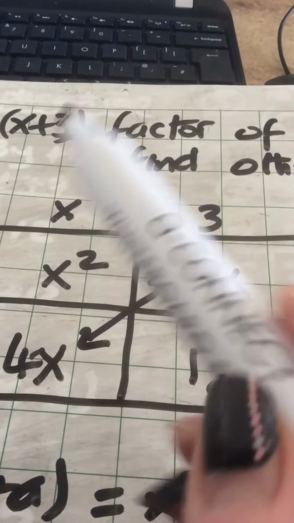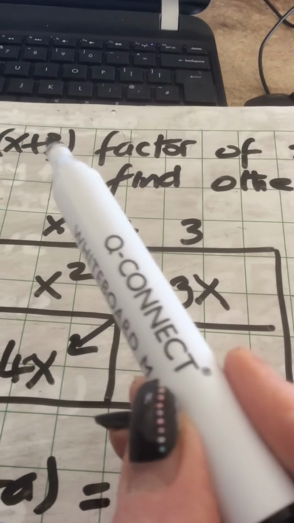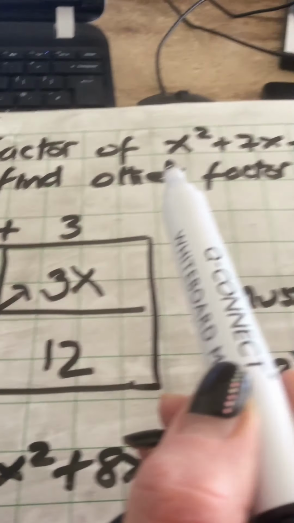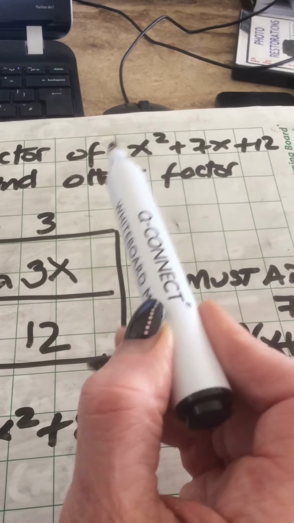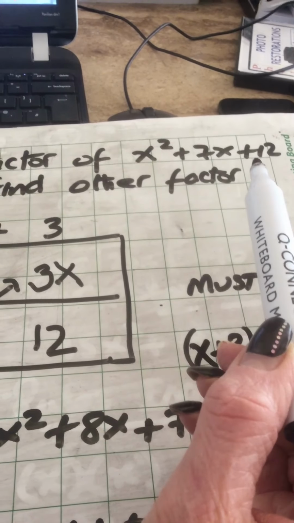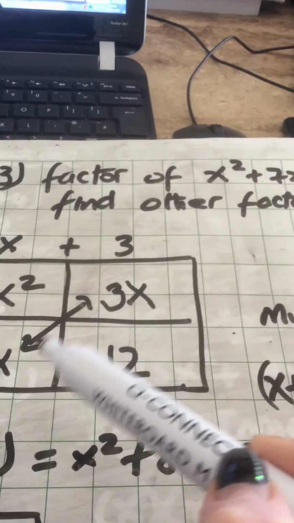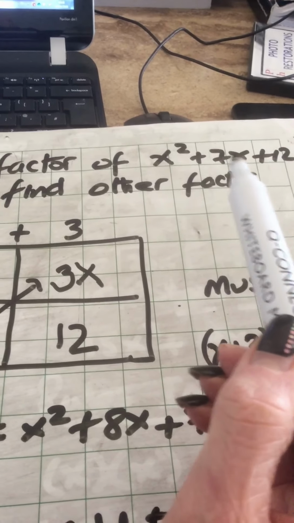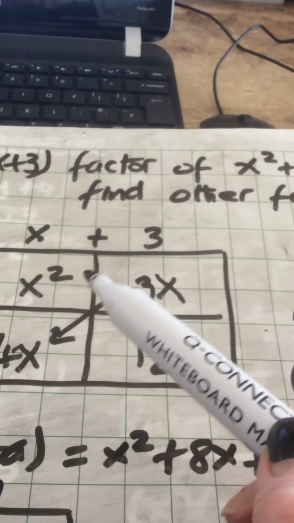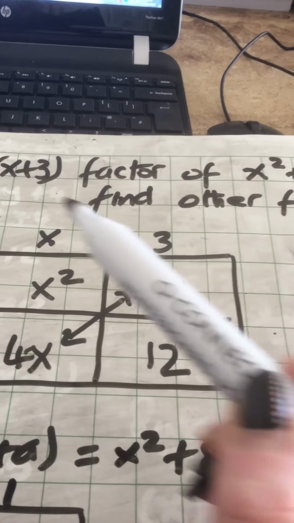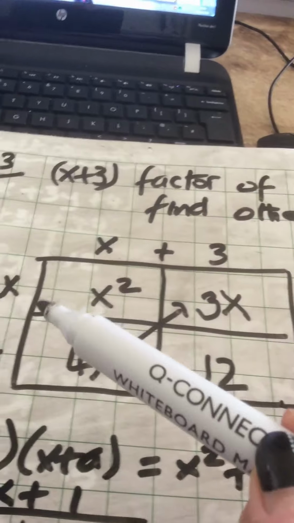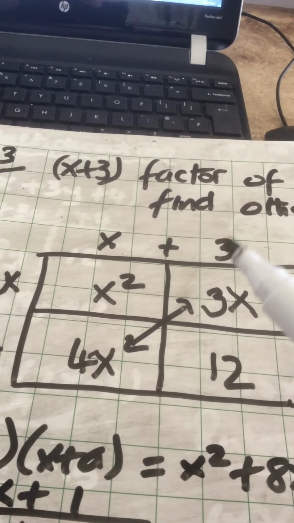Right, we'll go back over that again. So I'm told that x plus 3 is one of the factors of x squared plus 7x plus 12. I'm asked to find the other factor. So I put this into the box, the first term and the last term, and I know the two middle terms must add to 7x, but I don't know what they're going to be yet. So I can put my x squared and my 12. I put my x plus 3 up here on top, which is one of my factors, or you could put it on the side, it doesn't matter.